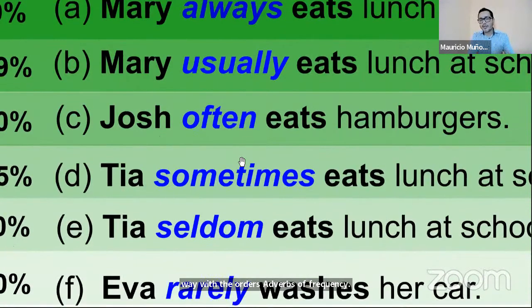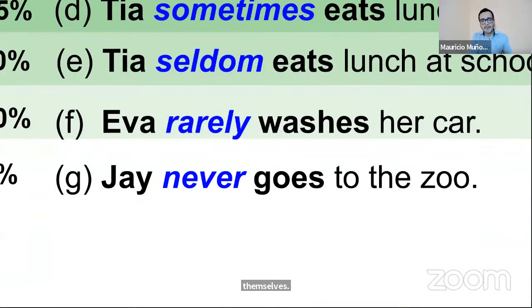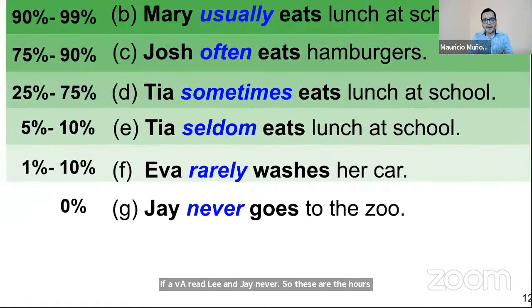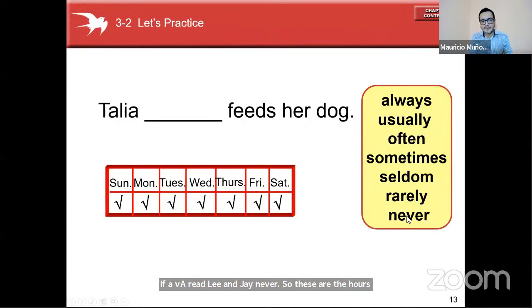Then we have Josh often, Tia sometimes, Tia seldom, and Jane never. So these are the adverbs of frequency. Let's continue. Okay, I want you to look at the next schedule. You see the schedule? Sunday, Monday, Tuesday, Wednesday, Thursday, Friday, and Saturday. What is the correct adverb of frequency for this exercise?